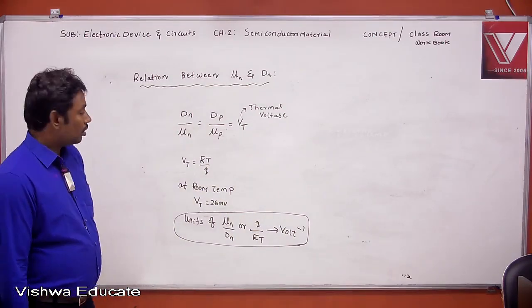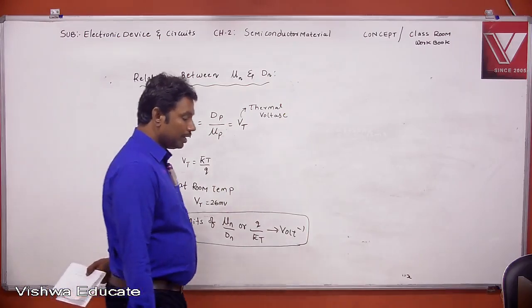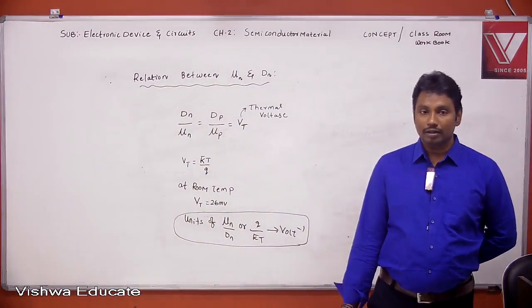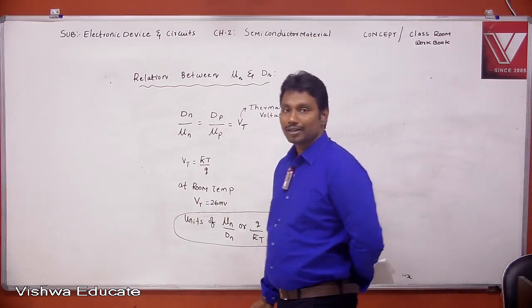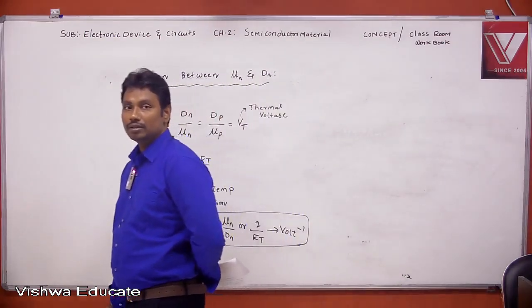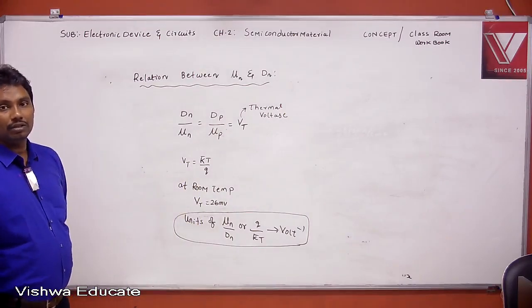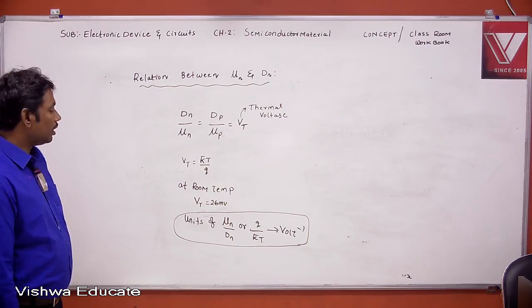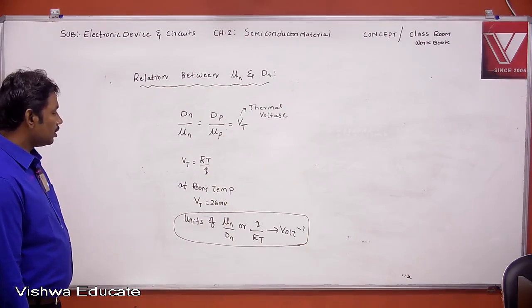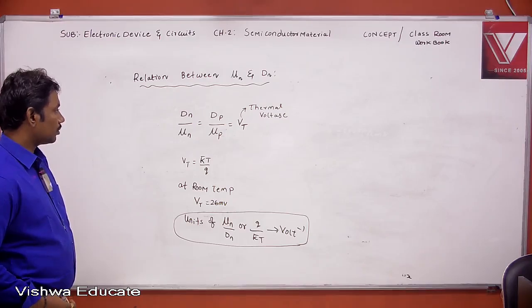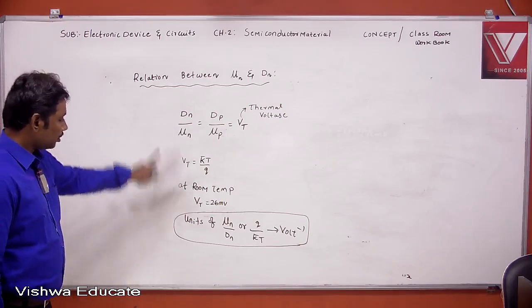Write down: the relation between mobility and diffusion constant is given by the Einstein relation.